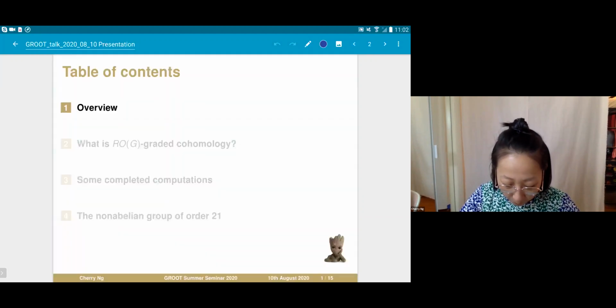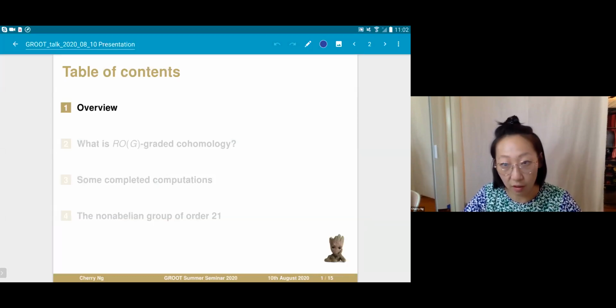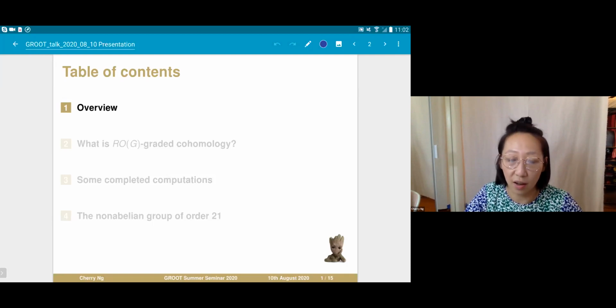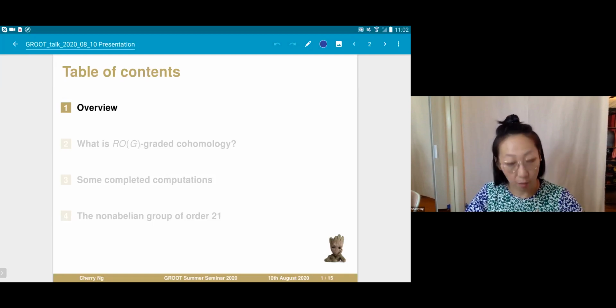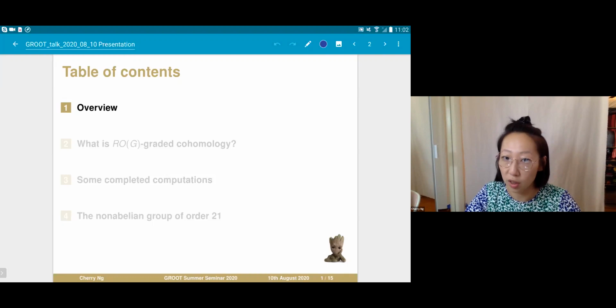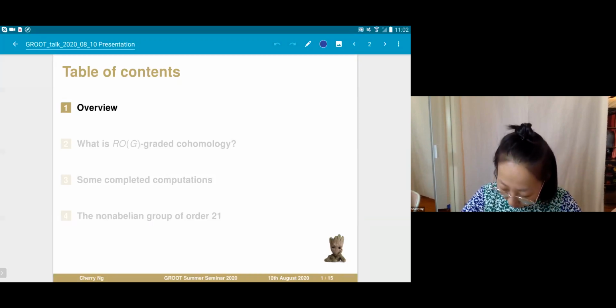Okay, so here's what I plan to talk about. I plan to discuss a little bit about what I mean when I say RO(G)-graded cohomology. And then I plan to review some computations that have already been done. And then I plan to talk about computations for the non-abelian group of order 21.